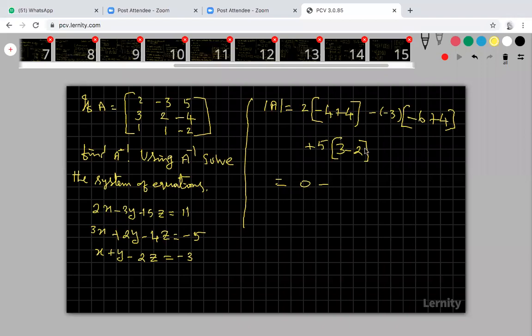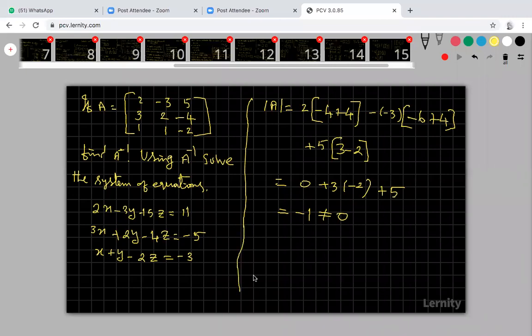This is minus into minus, plus 3 into minus 2. This is minus 6 plus 4, that is minus 2. This is plus 3. This is 3 minus 2, it is 1. 1 into 5, 5. This is minus 6 plus 5. The answer is minus 1. Not equal to 0. Not equal to 0 means A is non-singular. Non-singular means the inverse exists. Inverse exists means we will get a unique solution.